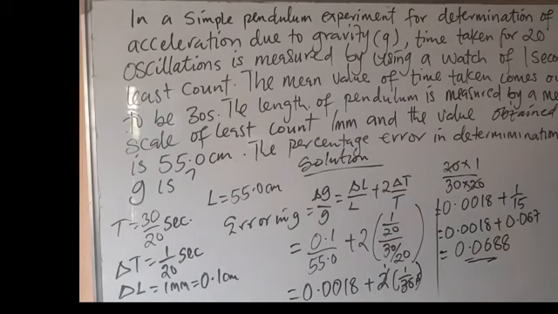But our question is to determine the percentage error in g. So the percentage error in g is just this answer multiplied by 100. So it's 0.0688 multiplied by 100. When you multiply by 100, what you have is 6.88%. So this is the solution of this particular problem.